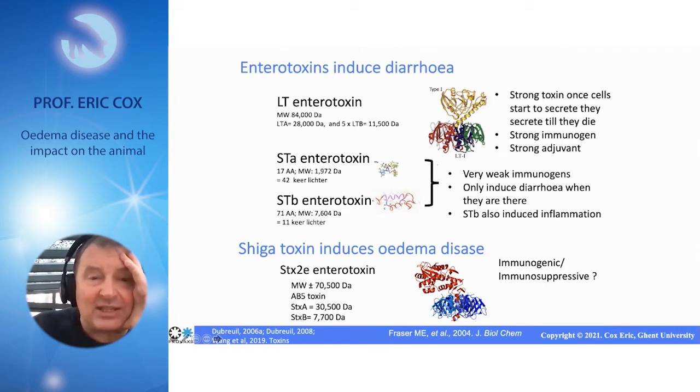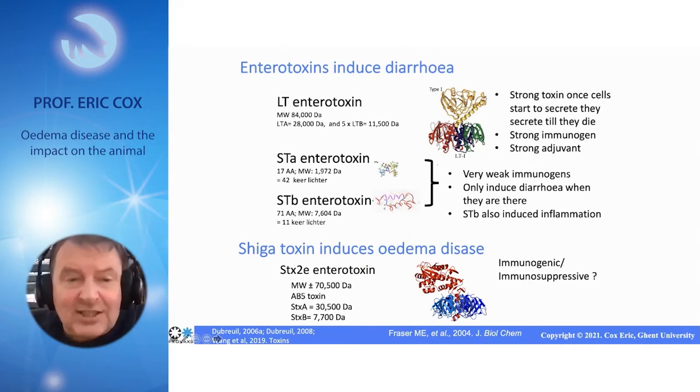This makes it a very huge molecule, whereas both STA and STB enterotoxins are very small toxins, as you can see here on the molecular weight. This also means that these small enterotoxins are weak immunogens, and animals do not really develop immunity against these thermostable enterotoxins. This is not the case for LT. LT is a very strong toxin, but also a strong immunogen.